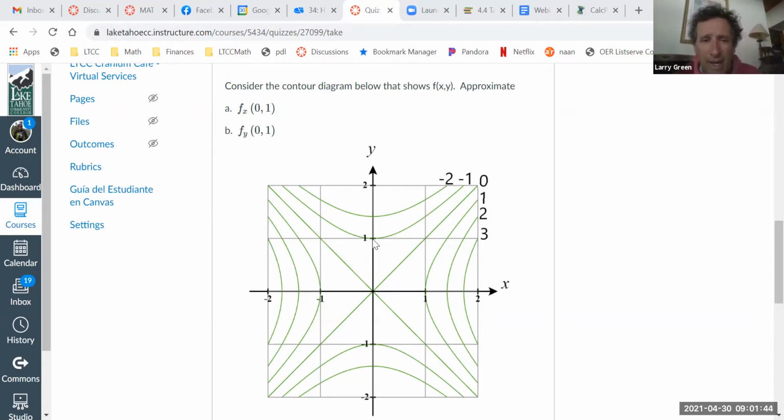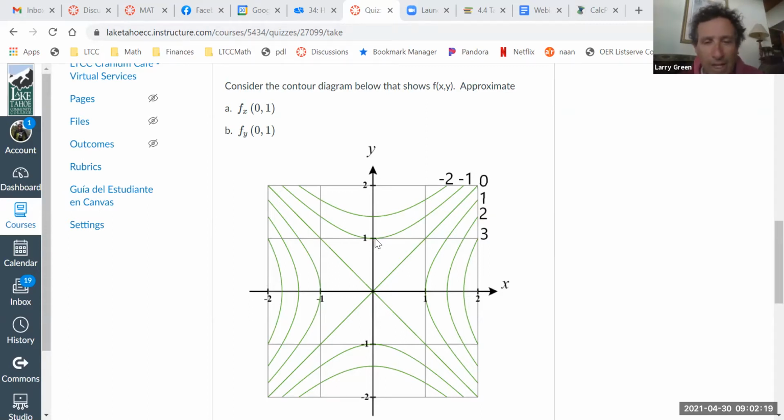All right, and we have this contour diagram. How do I approximate f sub x of 0, 1? It's pretty easy in this case. This is the easiest of the two parts. You move a little bit to the right, just a tiny step. And the key here is that when you move to the right, you're actually walking along the contour diagram. Do you see that? Along the contour line, or the contour curve, I guess.